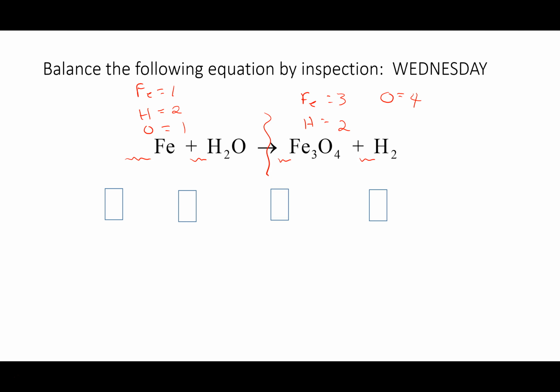And then we need to update. We put a 4 here. We update our hydrogens. Now how many hydrogens do we have? 8. Yep. So I'll change that to an 8. Update our oxygens. We have 4 oxygens. Then you kind of go back and forth between the two. So all right, my oxygens are great, but my hydrogens are screwed up. So how can I put something in front of this H2 to get 4 hydrogens over here instead of 2?